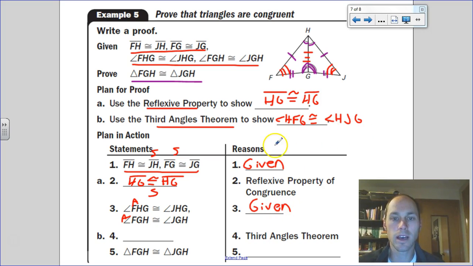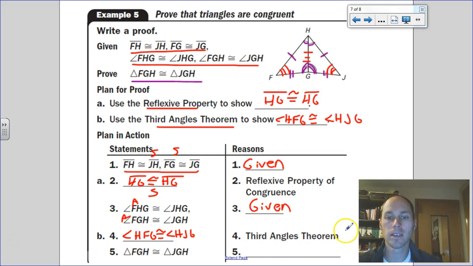And we want to prove that the other angle was congruent. So we said angle HFG would be congruent to angle HJG by the third angles theorem. If two angles are congruent to the other two angles in the other triangle, the third angle has to be congruent. And if you don't like to say third angles theorem, you could say, well, if two angles are congruent to the other two angles in the other triangle, third angles have to be congruent. So don't worry about getting the wording down perfectly. If you have the idea or concept, you can just write that down.